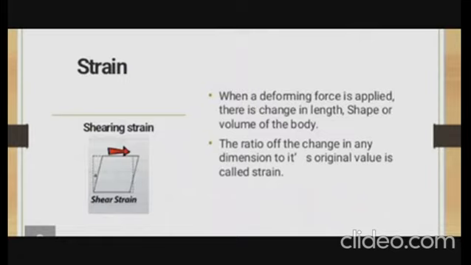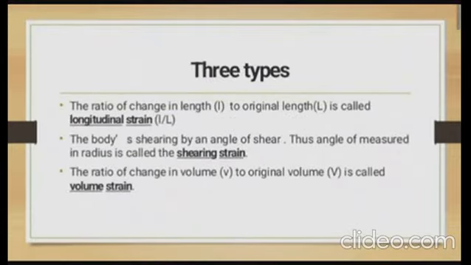Strain. When a deforming force is applied, there is a change in length, shape or volume of the body. The ratio of the change in any dimension to its original value is called strain. Strain is divided into three types. They are longitudinal strain, shearing strain and volume strain.